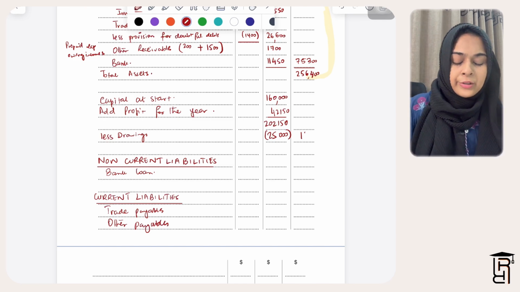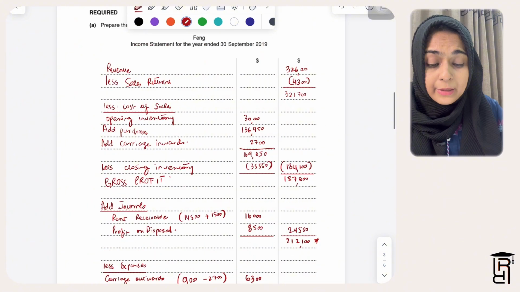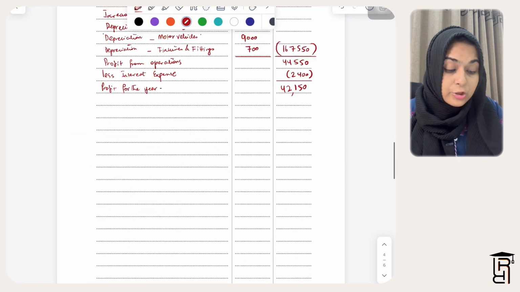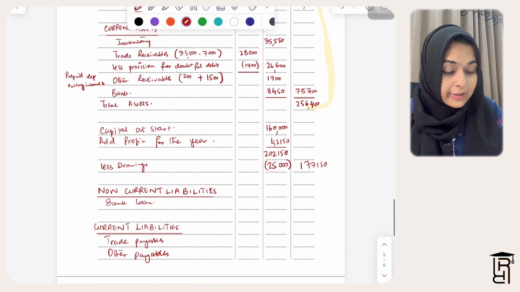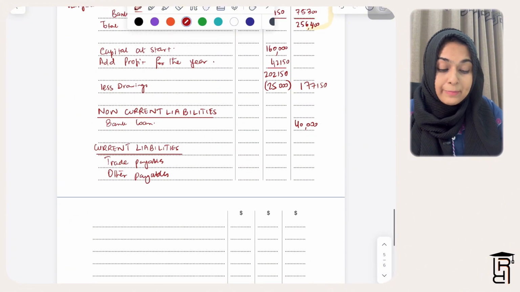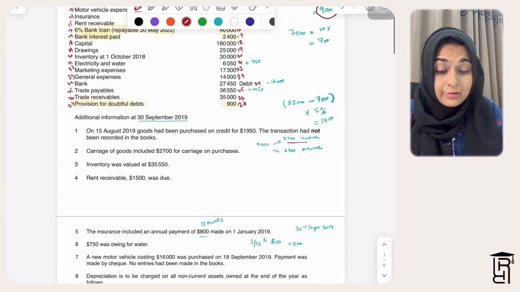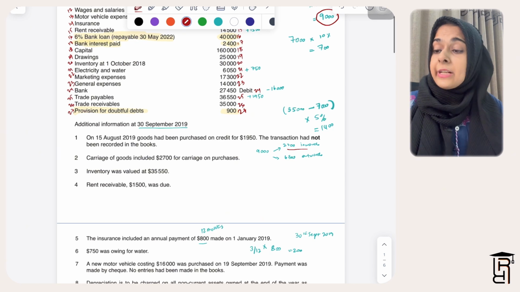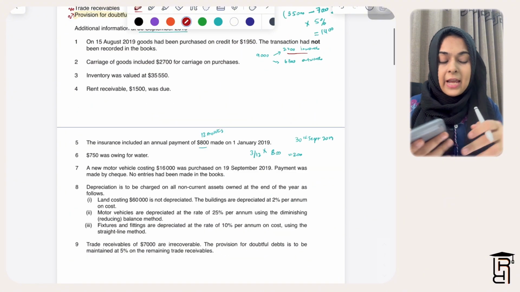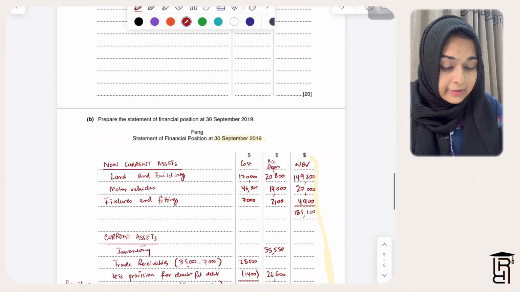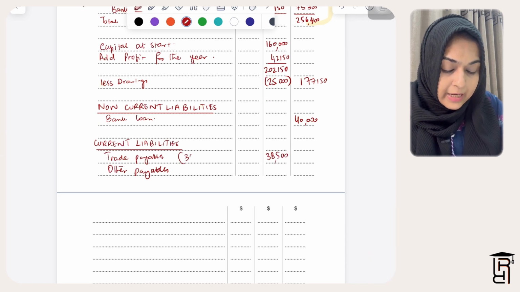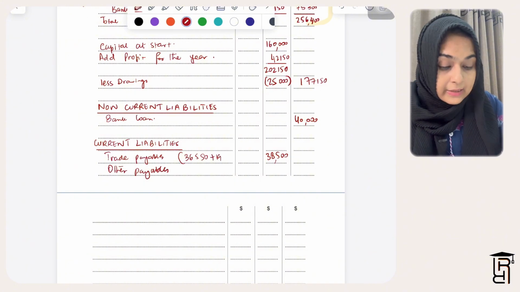Now I'm going to make the non-current liabilities and the current liabilities section. So non-current liabilities in this case was a $40,000 bank loan. So we'll directly write 40,000 as our non-current liability. For a bank loan, I'll write here 40,000. Then I need to record my current liabilities. So in this case, trade payables were increasing. I added 1950 to my trade payables. So 36,550 plus 1950 is going to be 38,500. So I'll simply write here 38,500 in my second column, which is my trade payables.